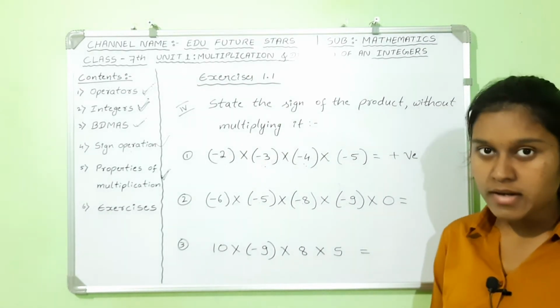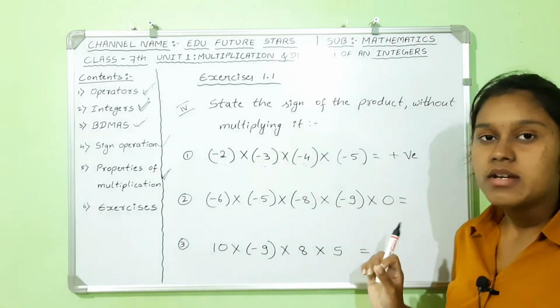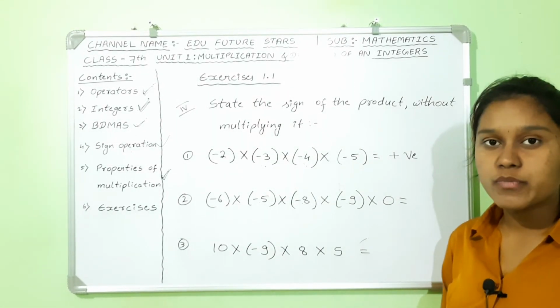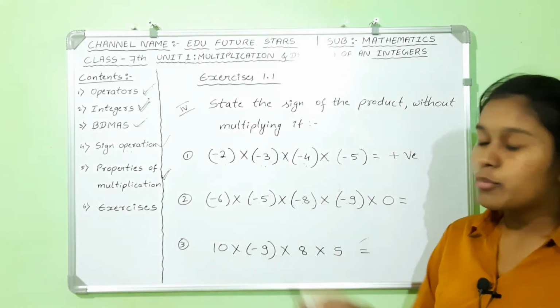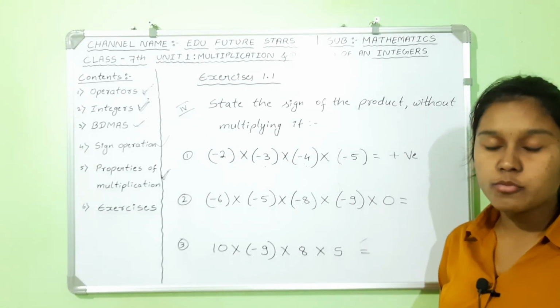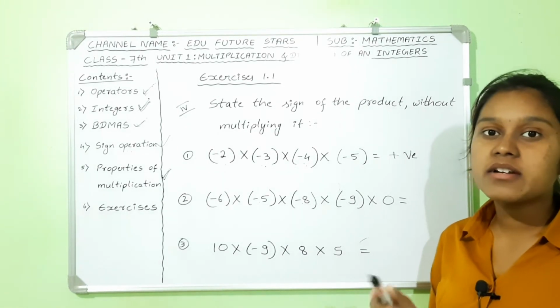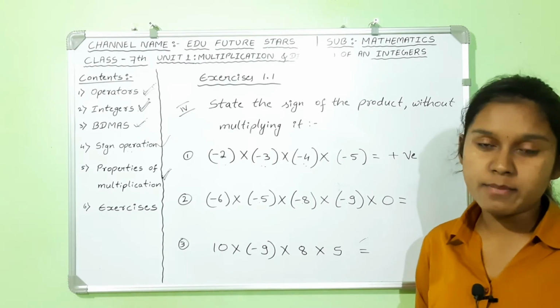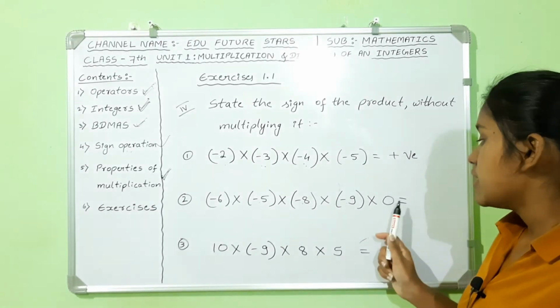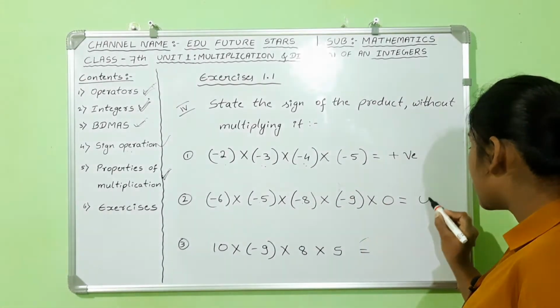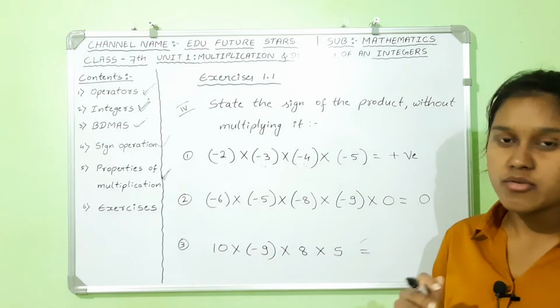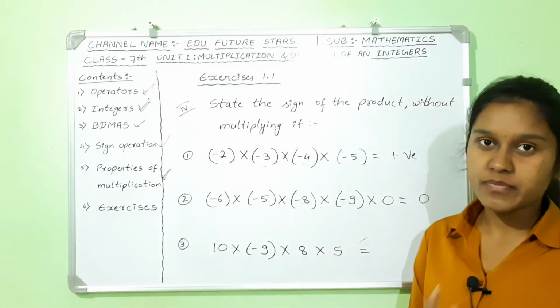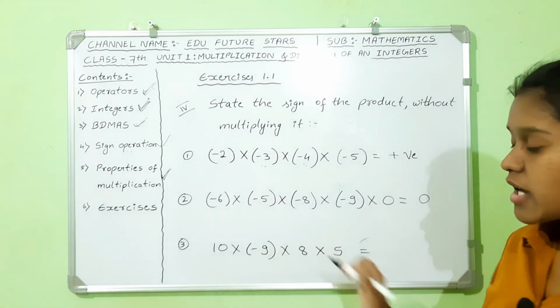But see the question. It is multiplied with a 0. We already saw the zero property, right? 0 is neither an even number nor an odd number. Getting it? So here the answer is 0. There is no negative sign, there is no positive sign. Remember it? Okay, now let's see the third question.